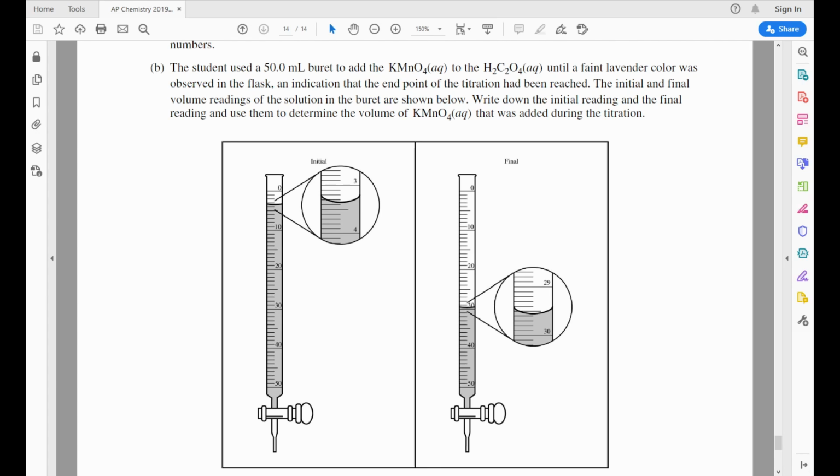Unless you're spot on the line, don't call it spot on the line. Use your best judgment. That is the uncertainty in your sig figs, as far as you're allowed to be uncertain. You can go 1 decimal past what you're certain about, not 2, not 3, 1 decimal. Okay?